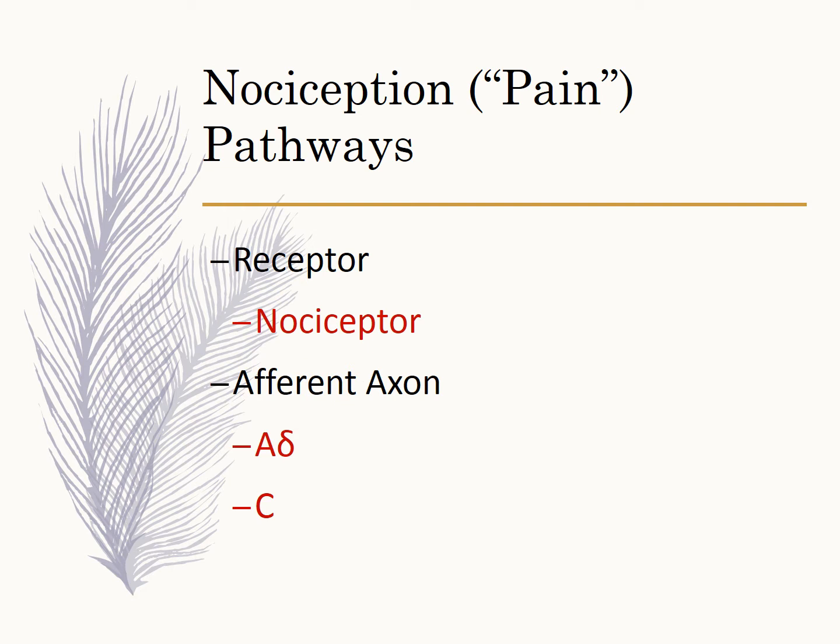The receptor for nociception is a nociceptor. The afferent axon carrying nociception from the receptor to the central nervous system is an A delta or C pseudounipolar neuron.